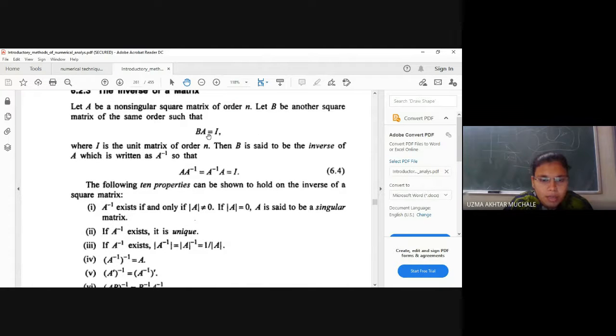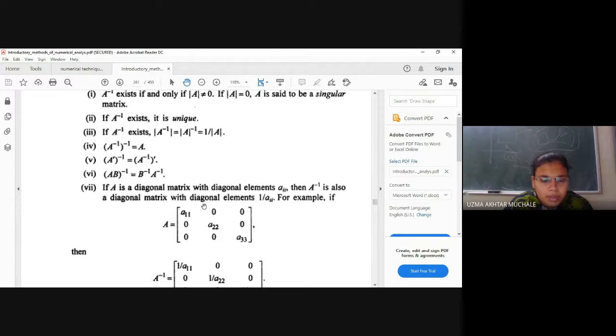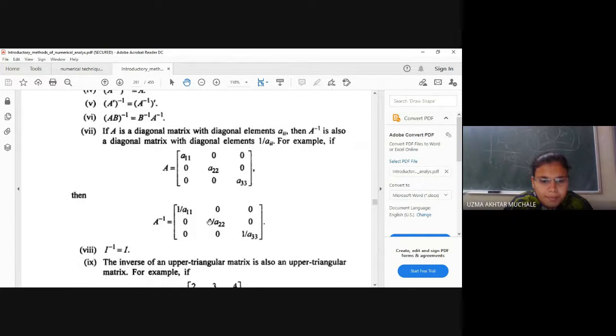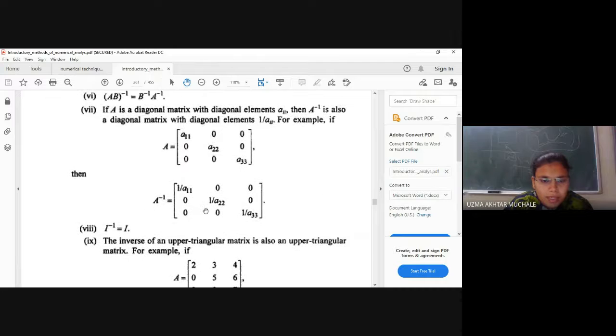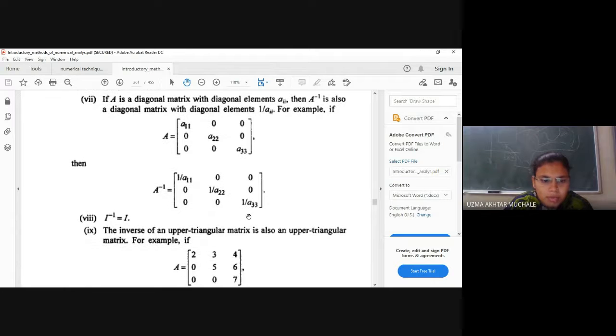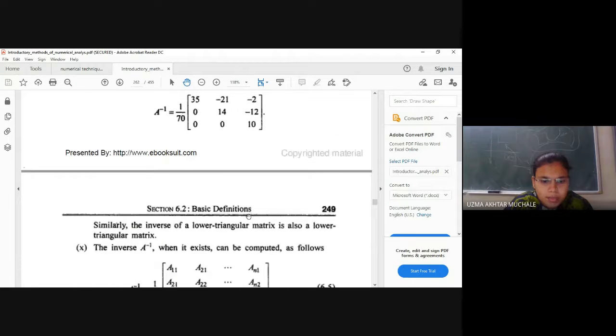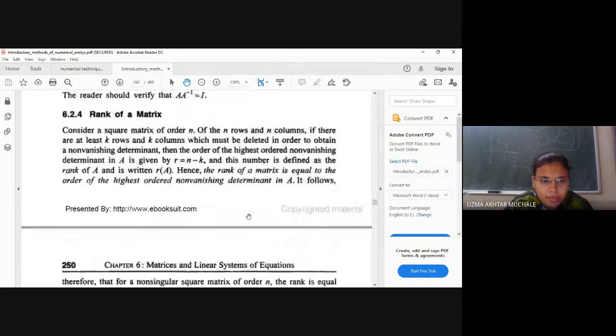A matrix B is called the inverse of A if AB is equal to the identity matrix. What is an identity matrix? The diagonal elements are 1, 1, 1. All other elements are 0. Okay. So the inverse exists only if the determinant of A is non-zero. Right. So if you have a matrix with only diagonal entries, what should be its inverse? Simply 1 upon those elements, right? So in this way we can find the inverse of a matrix.